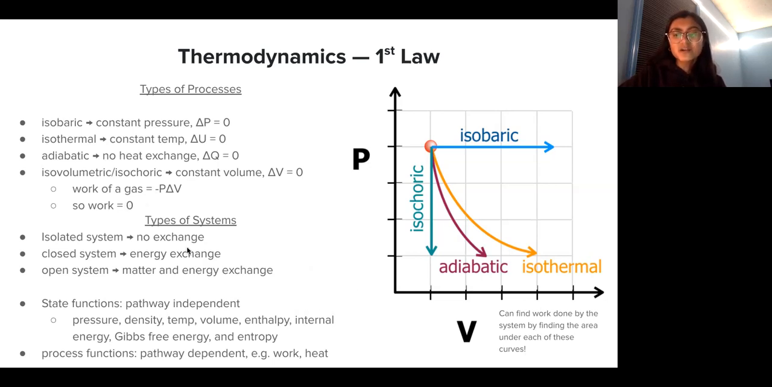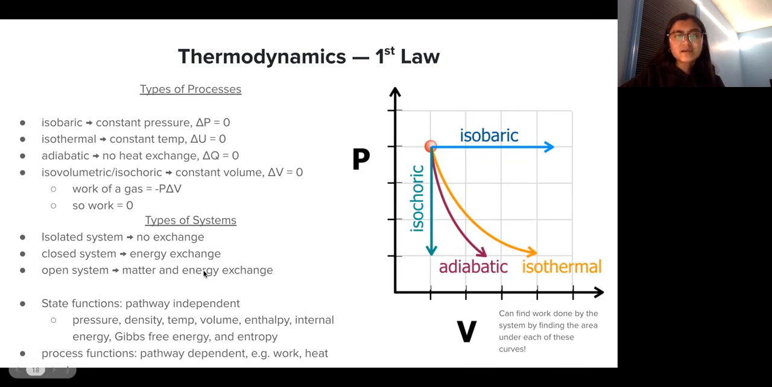And you can also find the work done by these systems by finding the area under each of these curves. So you might see this sort of pressure volume graph. And if you calculate the area under each of these curves, you can see how much work is being done by each of these processes. This is obviously a really generic one, but you can see with the isochoric one, there's no area under the curve. And so it makes sense that work is 0 here anyways.